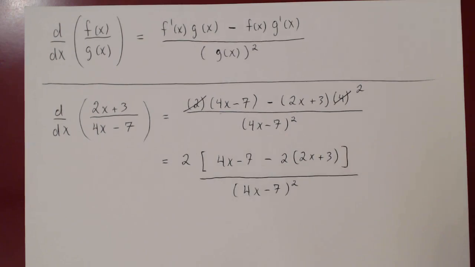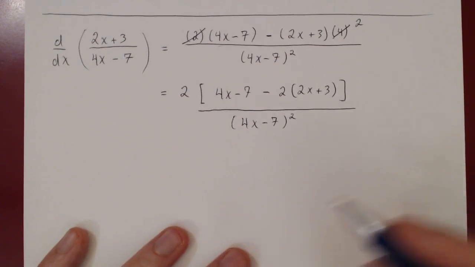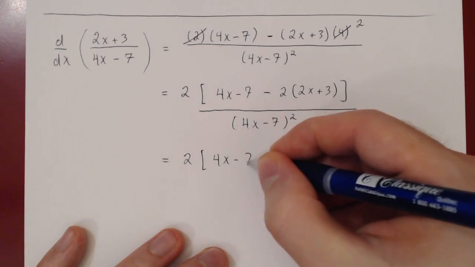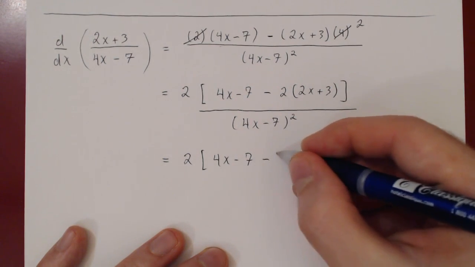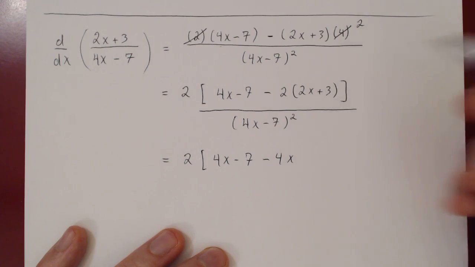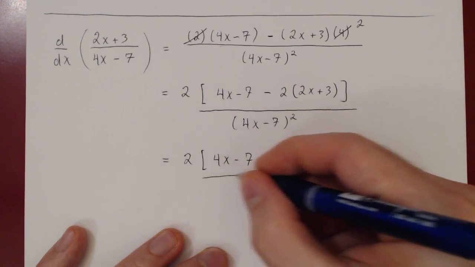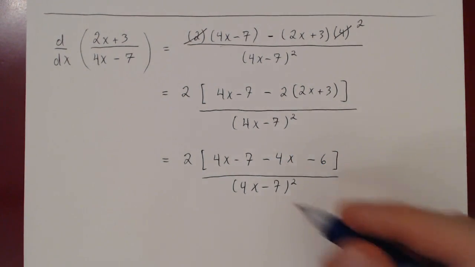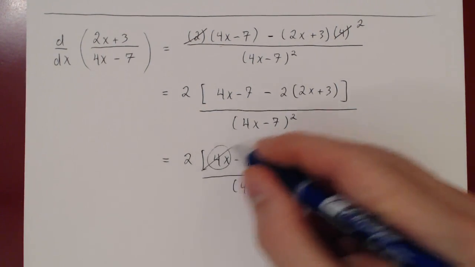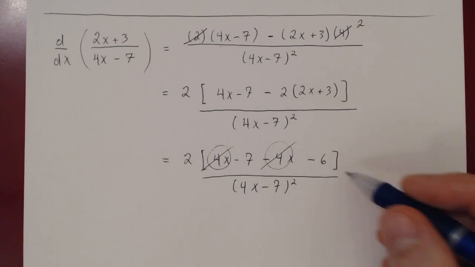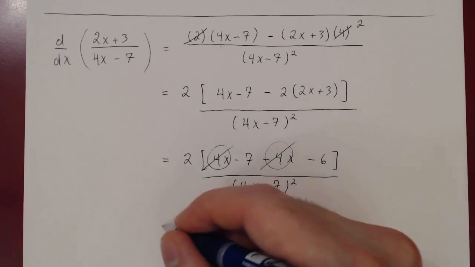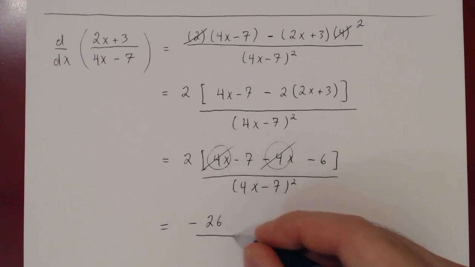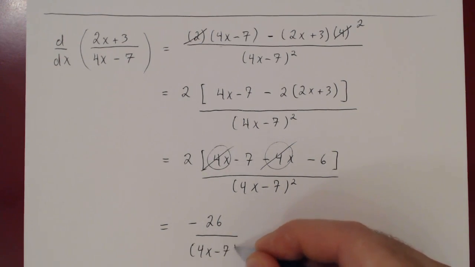And now we can multiply out and regroup similar powers of x and the constant terms. And let's see what we're left with. We have a 2 times 4x minus 7. Negative 2 times 2x is negative 4x. Negative 2 times positive 3 is negative 6. All over 4x minus 7 squared. And if you notice, we have 4x minus 4x. This cancels. And we're left with negative 7, negative 6. That's negative 13. Negative 13 times 2, negative 26. So negative 26 all over 4x minus 7 squared.